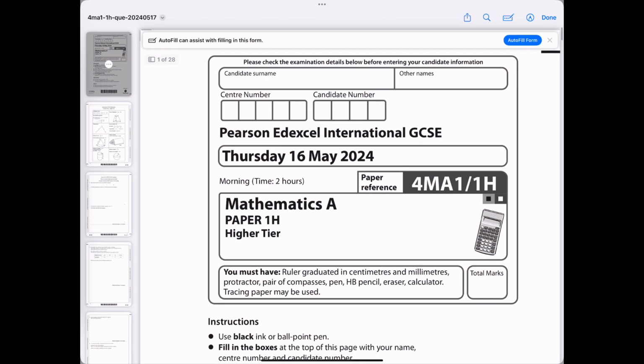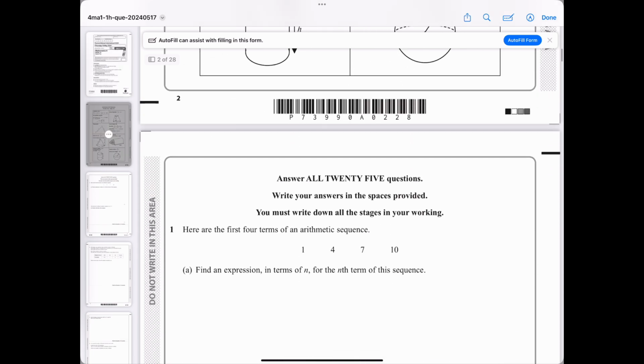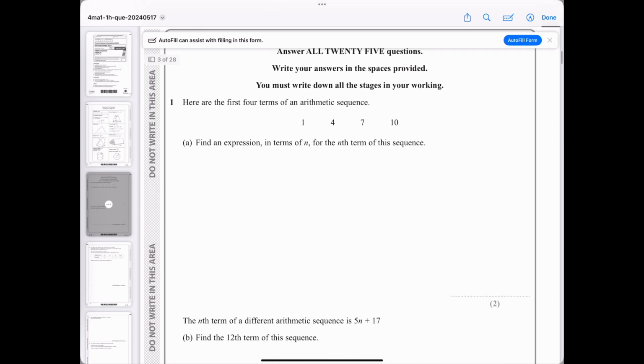Hi, today we're looking at an Edexcel IGCSE from June 2024, that was May, and I'm going to do the first 4 questions.